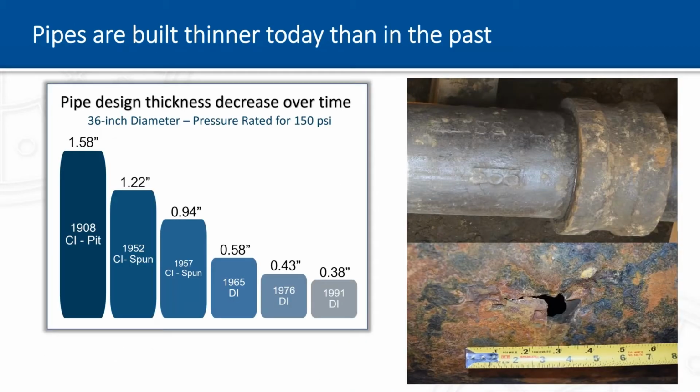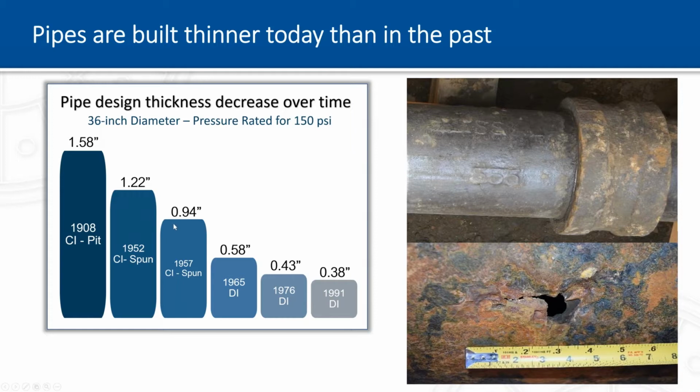One of the challenges is that metallic pipes are built thinner today than in the past. This chart on the left shows the decrease in pipe design thickness over time for the same pipe. This is an example of a 36-inch diameter metallic pipe that was pressure rated for 150 psi. If you ordered that pipe in 1908, it's going to be a pit cast cast iron pipe, and the pipe wall is going to be 1.58 inches thick. If you ordered that pipe in 1952, it's going to be a spin cast pipe that's 1.22 inches thick.